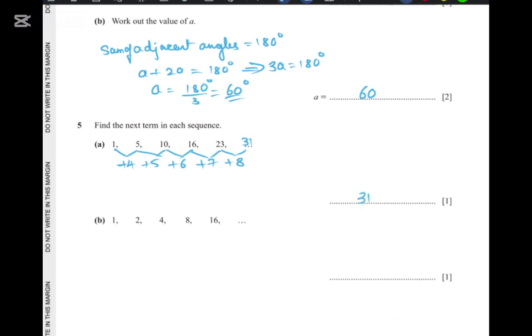Question number B, 1, 2, 4, 8, 16. Now again do the same. 1 plus 1 is 2. Then 2 plus 2 is 4. Then 4 plus 4 is 8. Then 8 plus 8 is 16. So what is happening here? Every time the number we are adding is doubling. So now 16 needs to be added with double of 8, which is 16, and 16 plus 16 is 32. So the answer is 32.